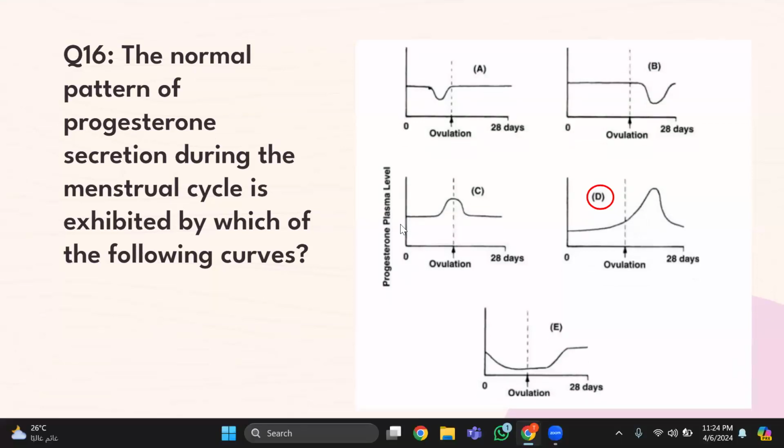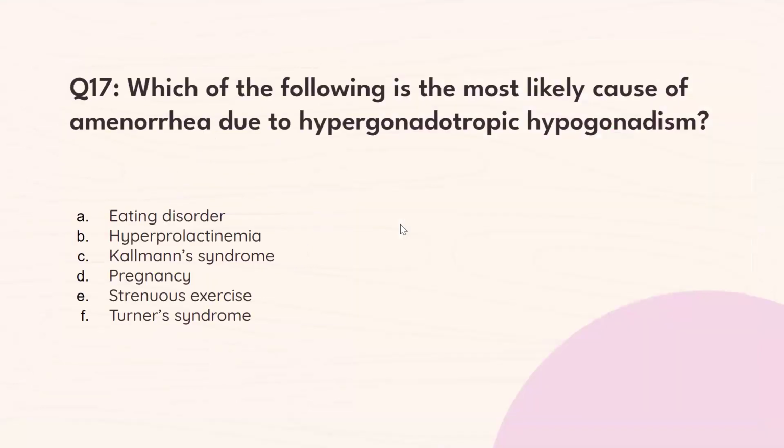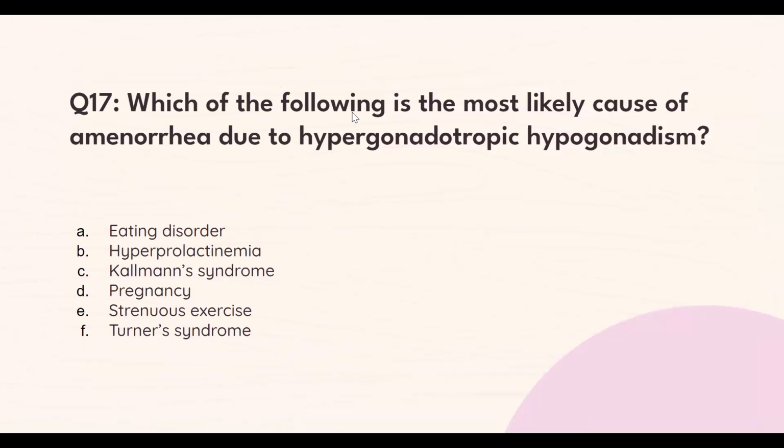Which of the following is the most likely cause of amenorrhea due to hypergonadotropic hypogonadism? This is a little bit of an advanced question, but I will go through it with you to make it easier for you to understand. But if you know the answer, you can try and guess. So we have somebody guessing C.